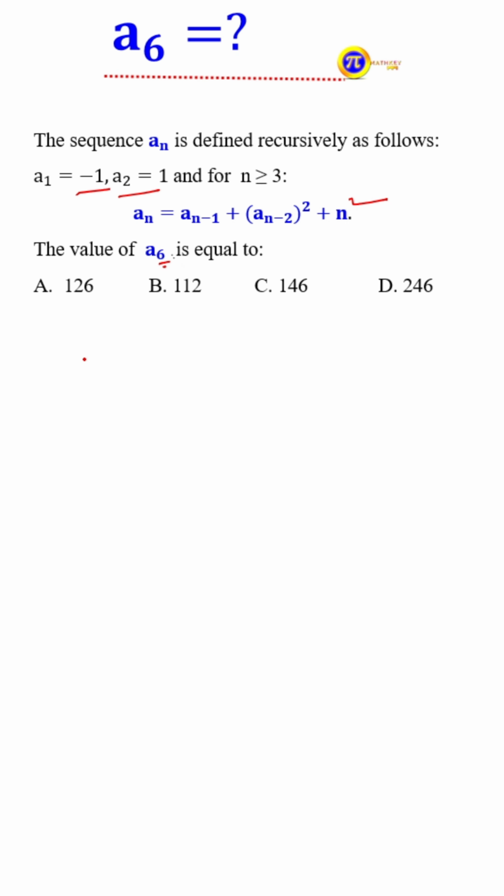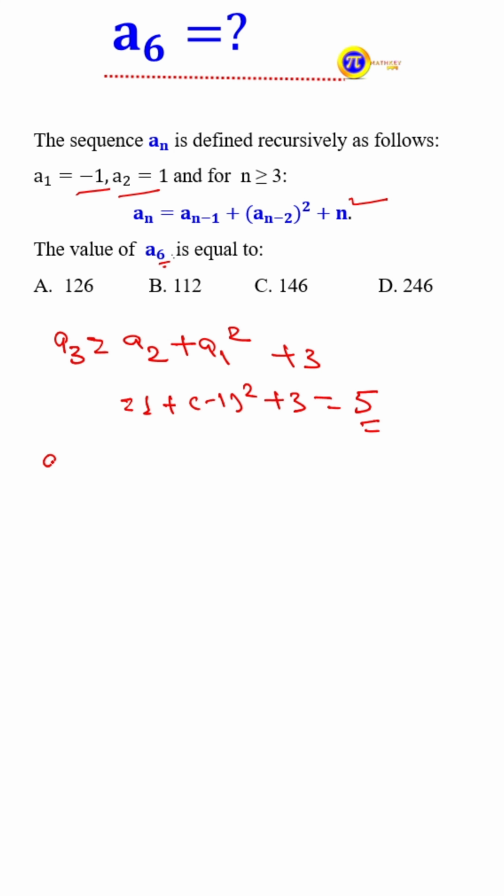To find A6, we solve step by step, starting from 3. A3 is equal to A2 plus A1 square, plus here is 3, when we take n equals 3. What is A2? Since it is given, this is 1 plus negative 1 square plus 3. Negative 1 square is 1, so 1 plus 1 is 2, and 2 plus 3 is 5. The value here is 5.